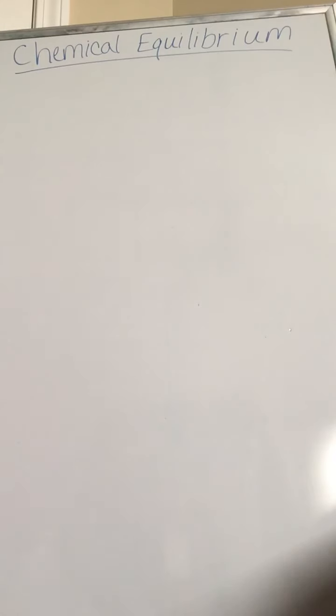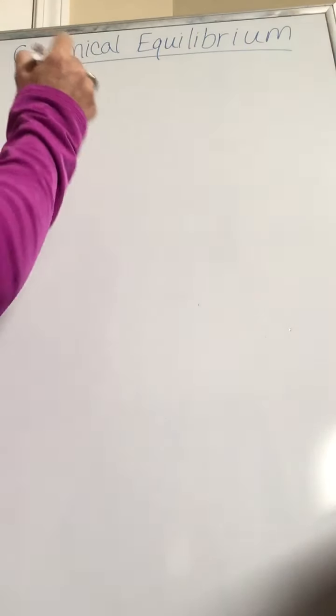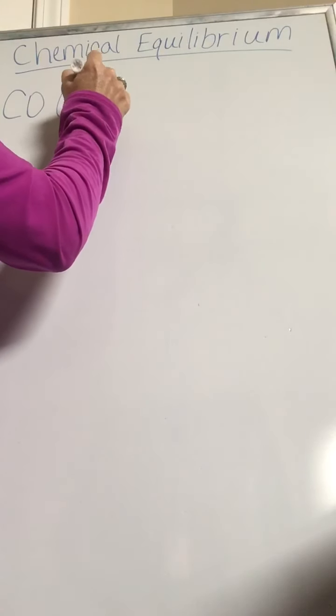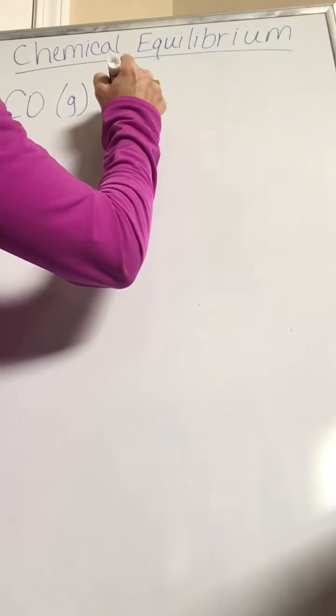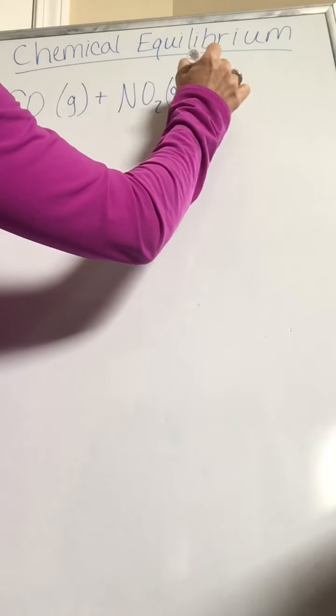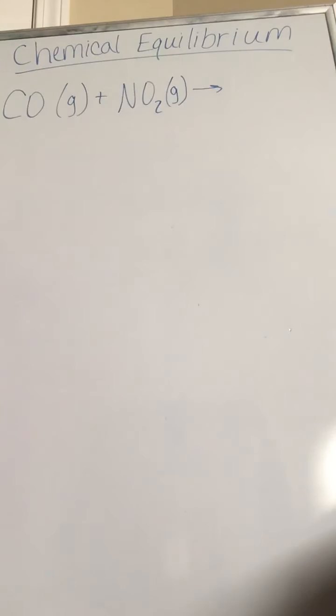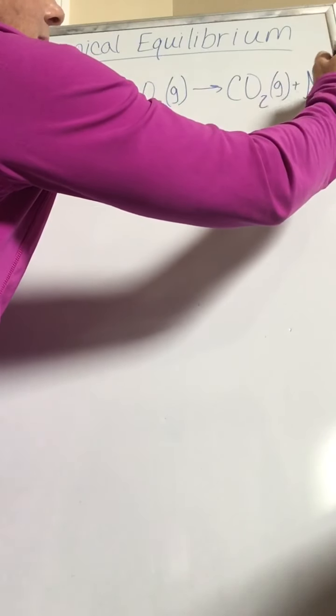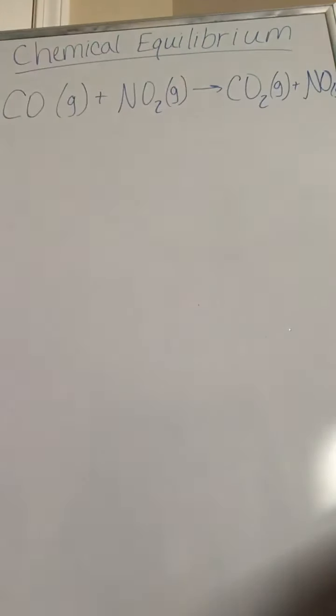So we have a reactant plus a reactant. For example, we have carbon monoxide, which is a gas, plus nitrogen dioxide, which is a gas, and they react to form carbon dioxide, which is a gas, plus nitrogen monoxide, which is a gas. Doesn't fit very well. All right, now that's how we've learned this reaction to this point.